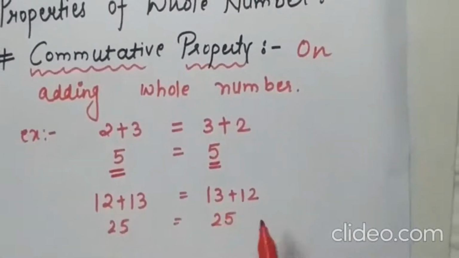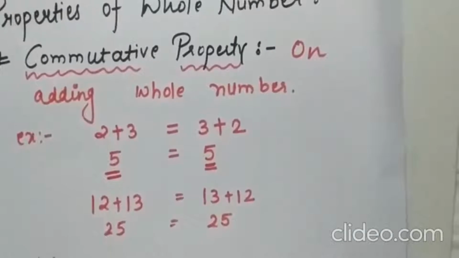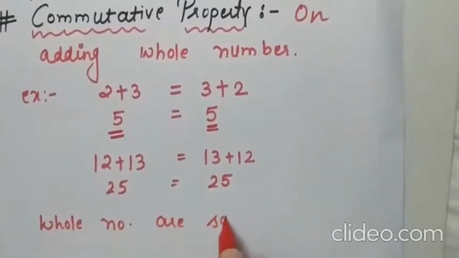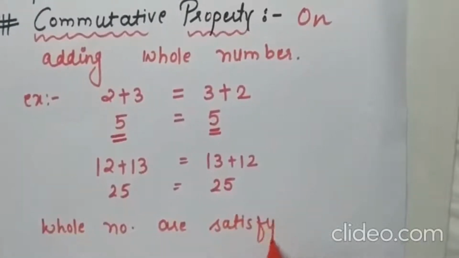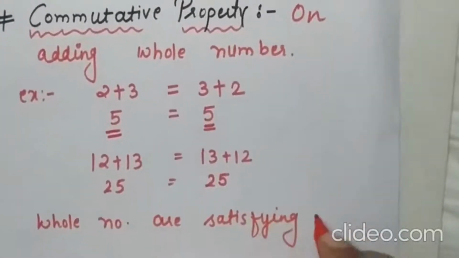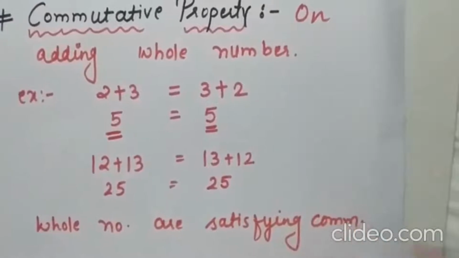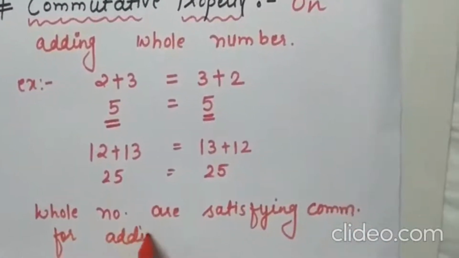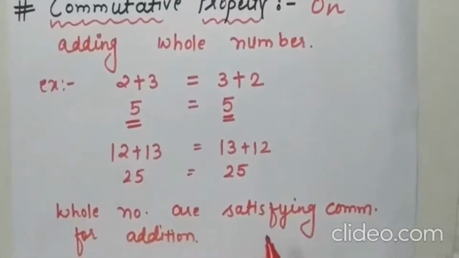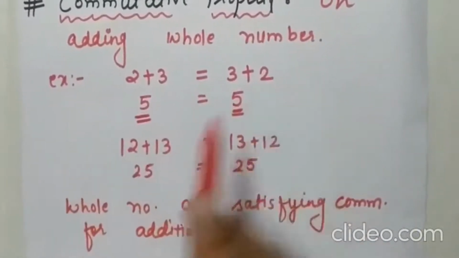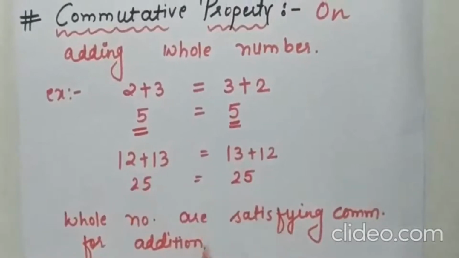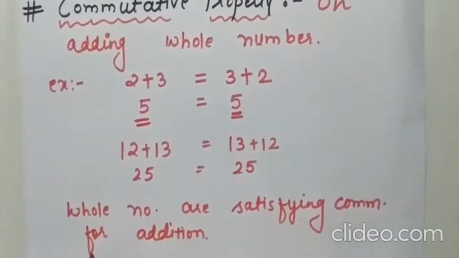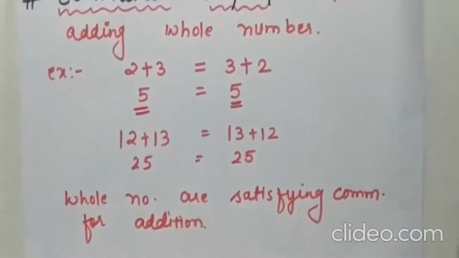So we can say whole numbers for addition are satisfying commutative property. Satisfying which property? Commutative property for addition. Is it okay? If we change the order of the numbers, then also my result will not change. So what can we write in conclusion? Whole numbers are satisfying commutative property for addition.